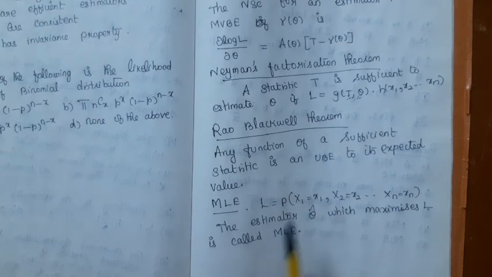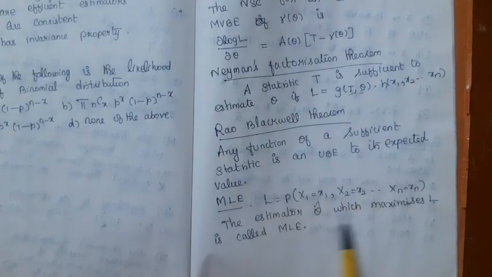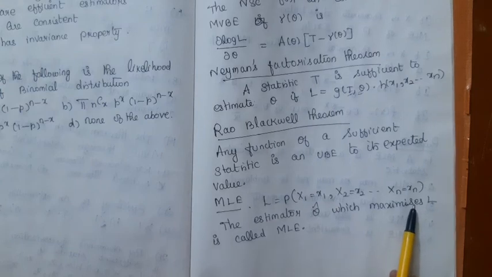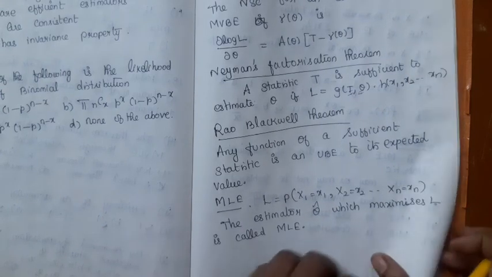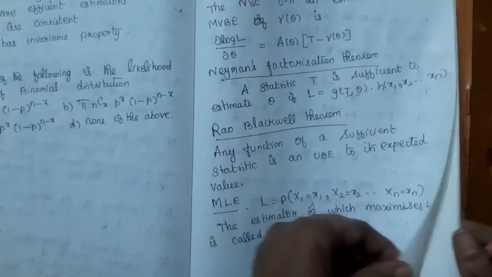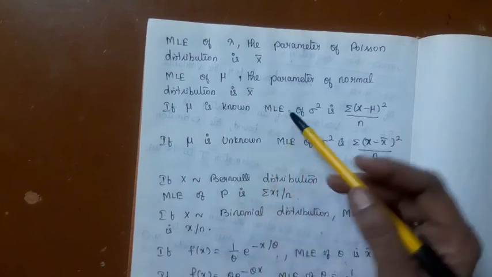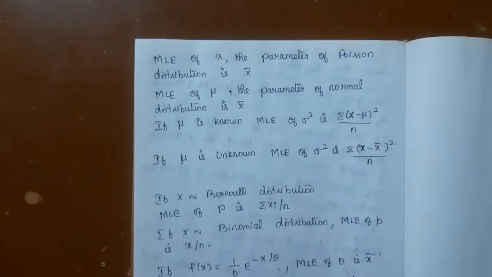That is the idea. And the maximum likelihood estimator maximizes the likelihood function. The likelihood function is the probability that x1 takes the value x1, x2 takes the value x2, etc., xn takes the value xn. And the value of theta which maximizes this L is called the maximum likelihood estimator. And these are some of the points you should remember.